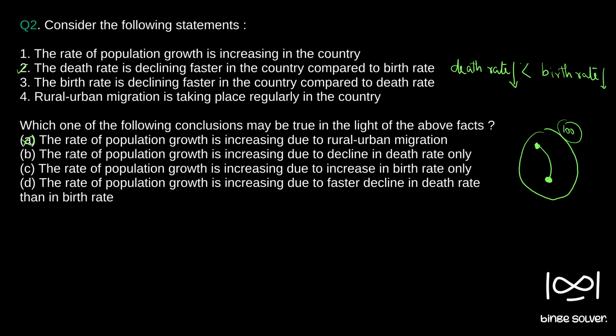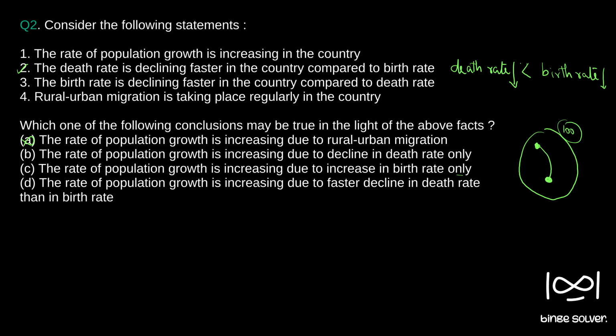The second conclusion, the rate of population growth is increasing due to decline in death rate only. That we cannot say. Here the death rate is declining, and it is said that when compared to the birth rate, the death rate is declining faster. That is the data given here. So we cannot say B is correct. The rate of population growth is increasing due to increase in birth rate only. We cannot conclude that from the given statements.